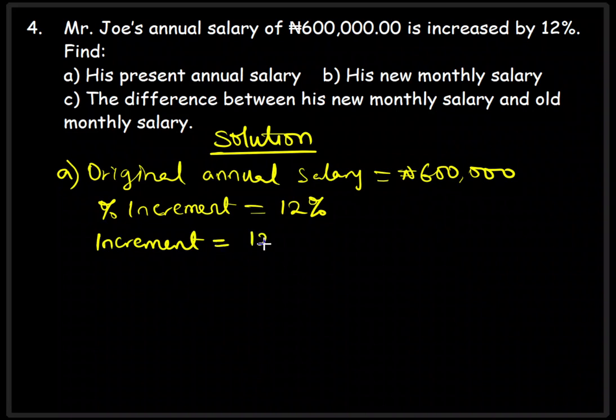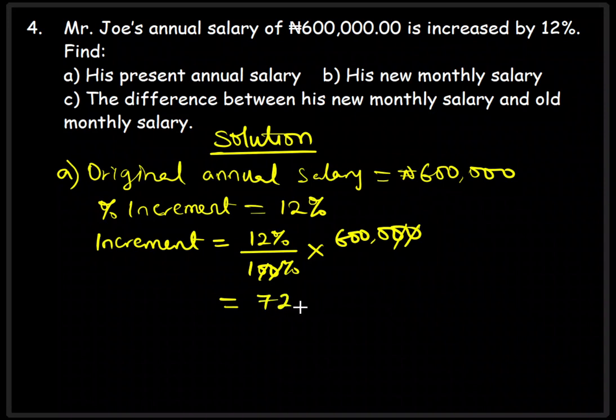So increment equals 12% over 100% times 600,000. So this and this 00. That's going to give us 72,000 naira. So 72,000 naira becomes the increment. So let's find the new salary. Let's get the new annual salary. Let's differentiate that.